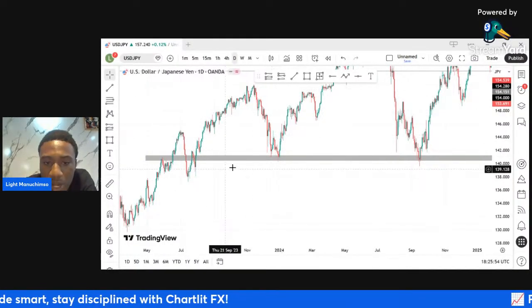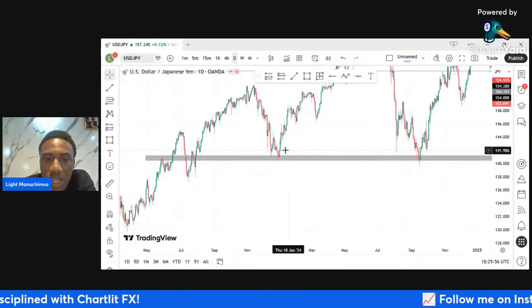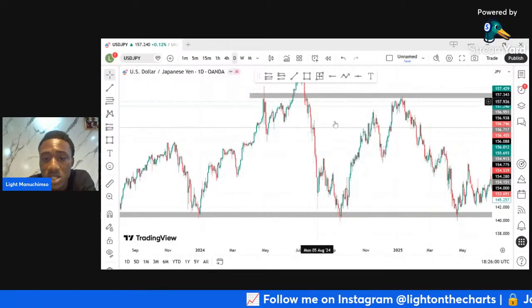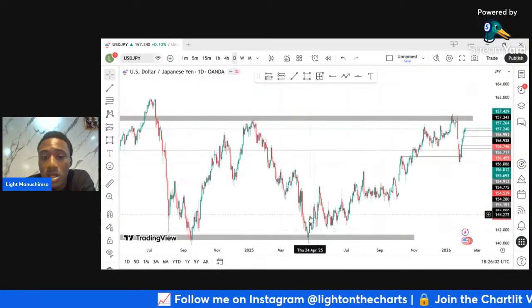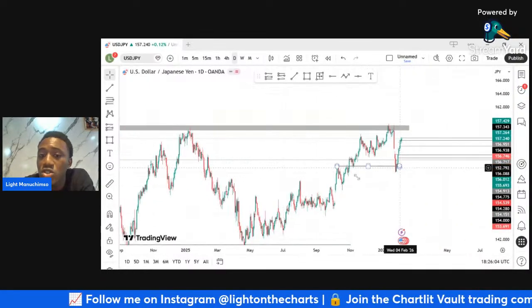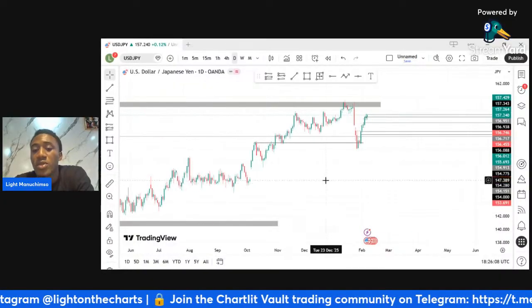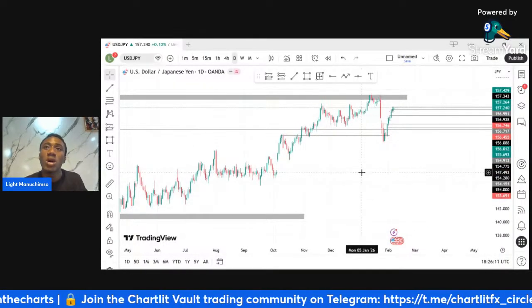You see, it didn't even break below this. It didn't even get here again. Came here, pushed up again. Came here, pushed up again. Came here, pushed up. That is just how price moves. So that is what support and resistance does.